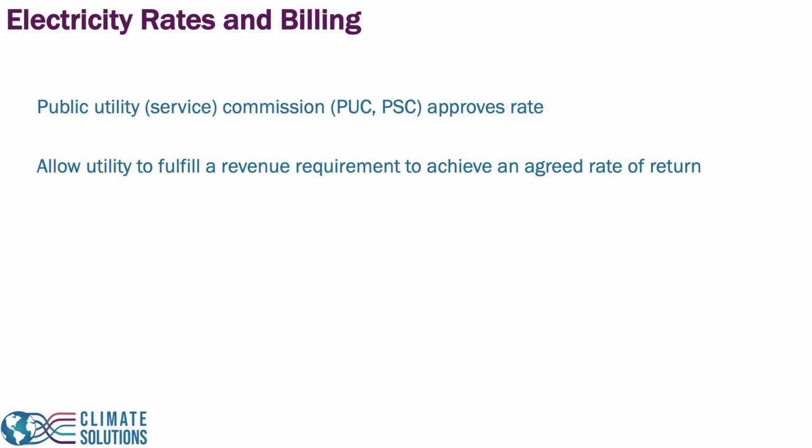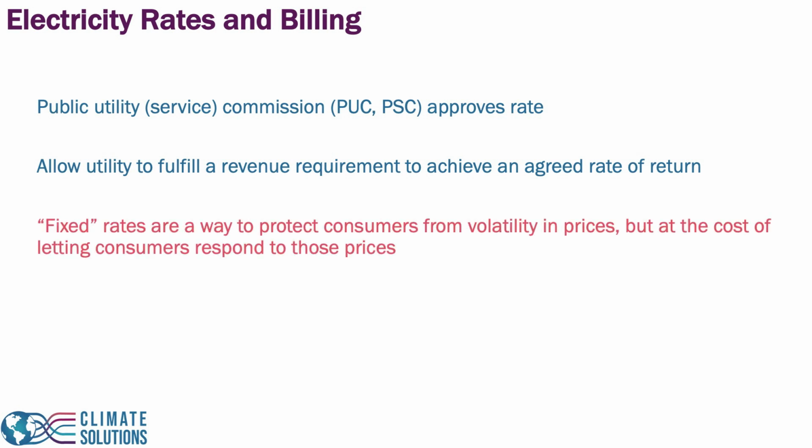And one of the ways they do that is they offer fixed rates. So if the wholesale market, day-ahead market, is fluctuating in rate, the utility can't charge a fluctuating rate as well. And so the Public Utilities Commission sets a fixed rate for consumers. In some parts of the country, those rates vary with time of day. In other places, like where I live, they're set at the same rate in the morning, afternoon, and evening. That protects the consumer from volatility in prices, but it also stops the consumer from responding to price signals.